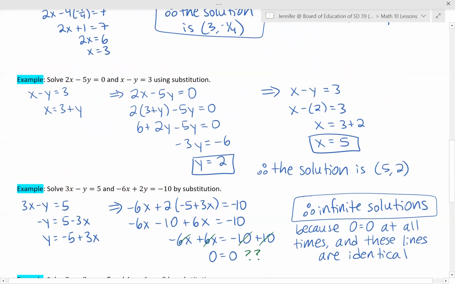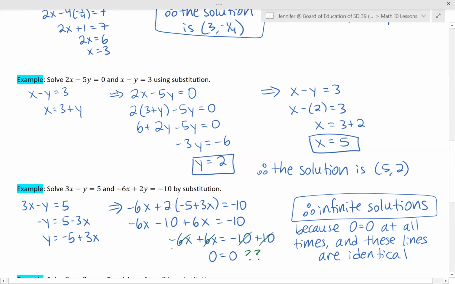Here's one of our unique situations, our special cases. We want to try to solve by substitution. So we follow our steps like normal. We pick the first equation, we isolate for y. We take the second equation, we replace y with what we just found. We go to do our algebra to try to isolate for the x.